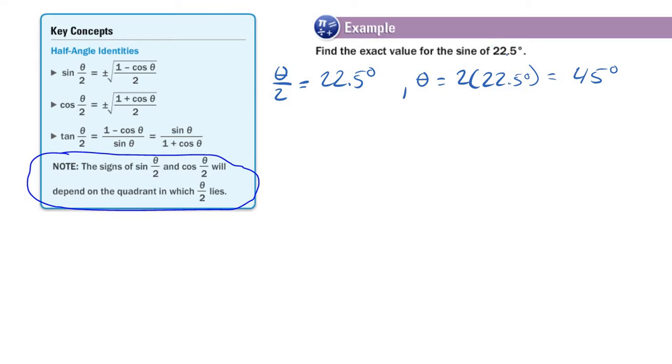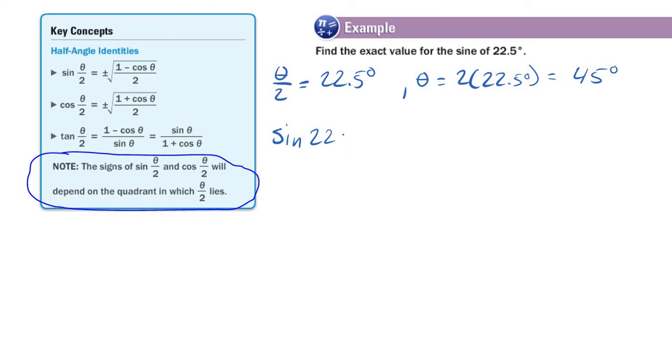Sine of 22.5. Well, which quadrant's 22.5 degrees in? Well, of course, it's the first quadrant, and it's going to be positive. So this sine of 22.5 degrees has got to be a positive number. And so I'm going to use the positive case. So let's set this up.